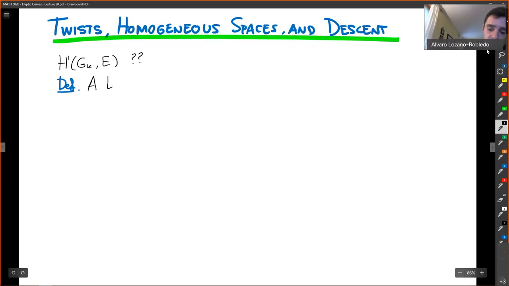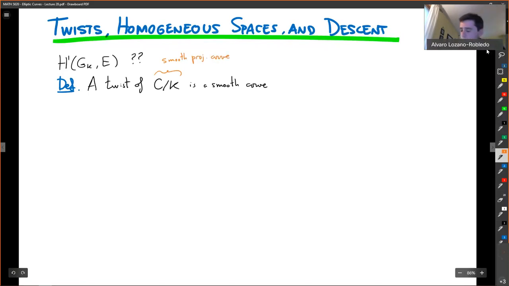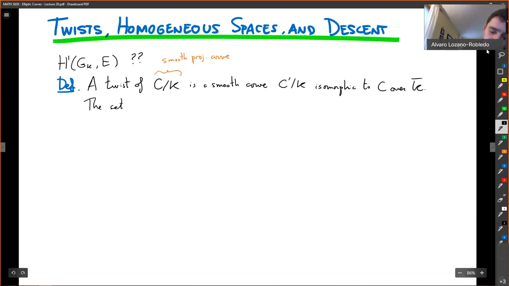So a twist of a curve is a smooth curve. Here C over K is assumed to be a smooth projective curve. So a twist is another smooth curve C prime over K, isomorphic to C over K bar. Okay. And the set of all twists we denote by Twist of C over K.